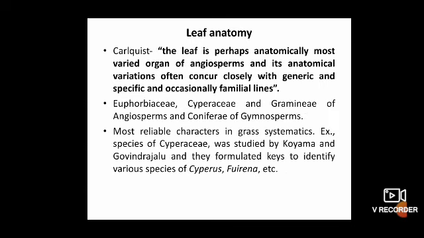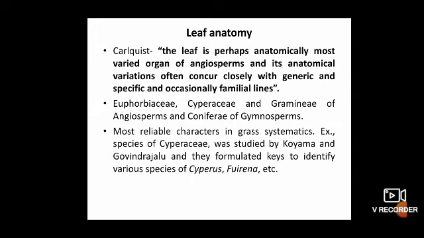Now, coming to the leaf anatomy. Leaf anatomy provides various characters of taxonomic importance, as has been rightly stated by Carlquist that the leaf is perhaps anatomically the most varied organ of angiosperms, and its anatomical variations often concur closely with generic and specific and occasionally with familial lines.